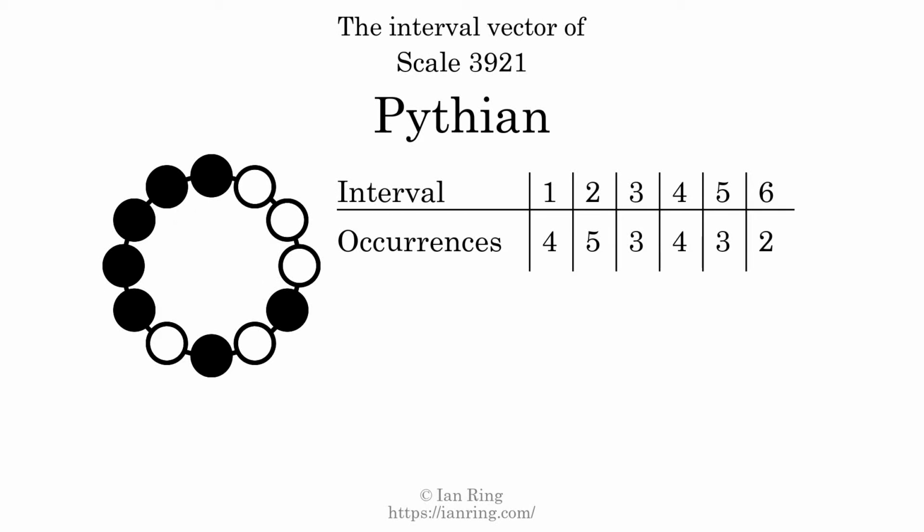There are 2 intervals with the size of 6 semitones. They are here, and here. Each interval does not appear in this scale a unique number of times, so this is not a deep scale.